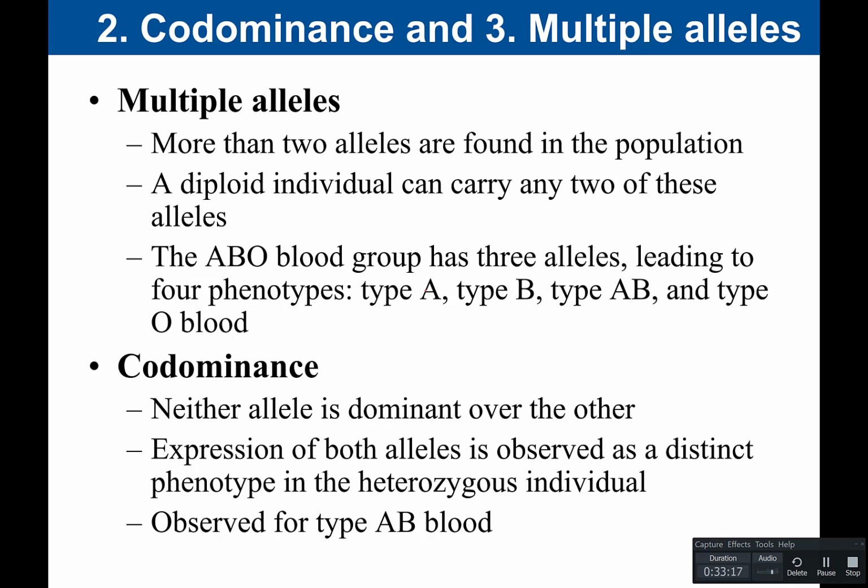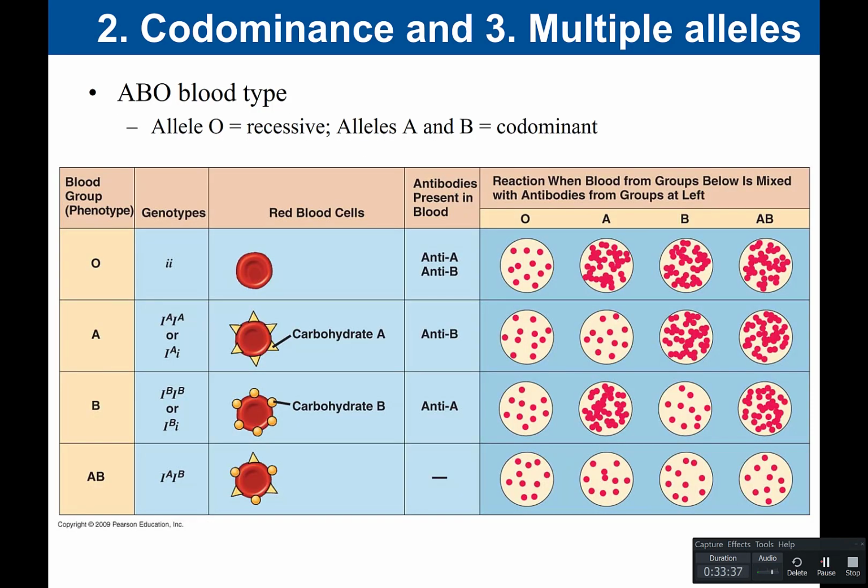Codominance is seen for AB blood. If somebody has AB blood, they have the A allele and they have the B allele. On their red blood cells, they make both the A carbohydrate and the B. Both alleles are being seen. So let's take a look at this.